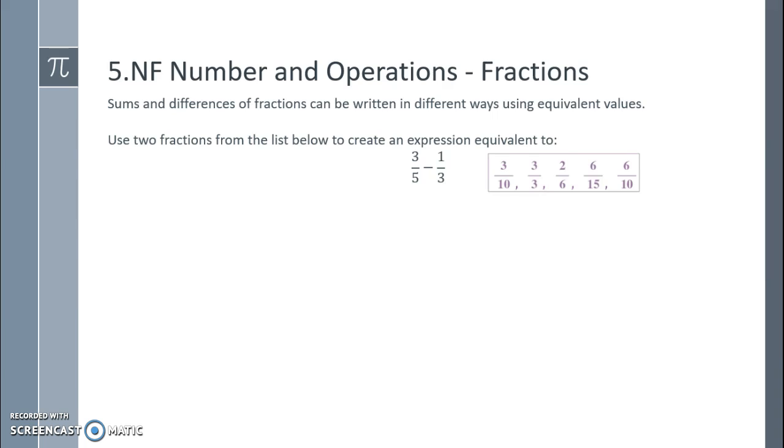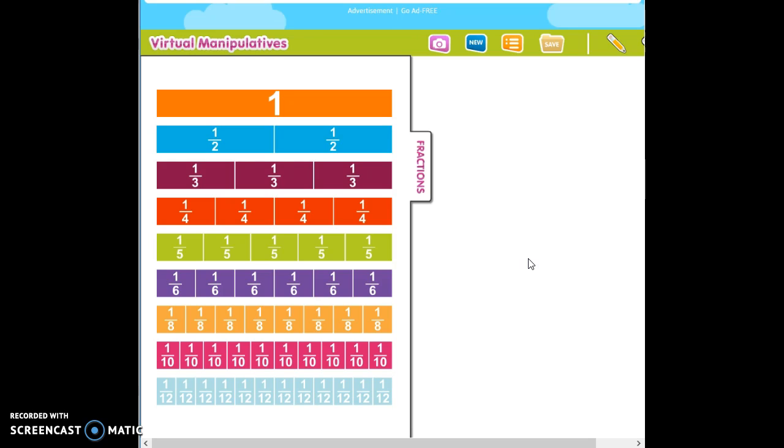Use 2 fractions from the list to create an equivalent expression to 3/5 minus 1/3. We will use our fraction bars to help identify which ones will work. So right now we have 3 copies of 1/5, and I want to know which one of those fractions in that box will work as the same as 3 copies of 1/5.